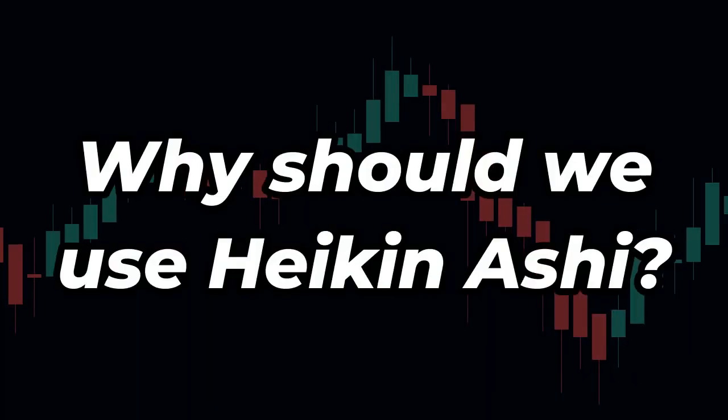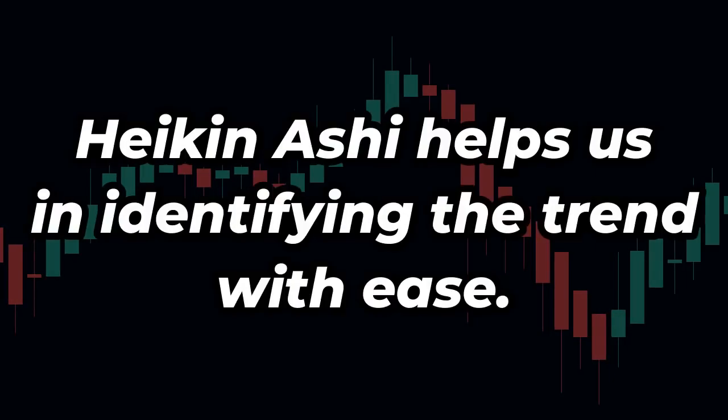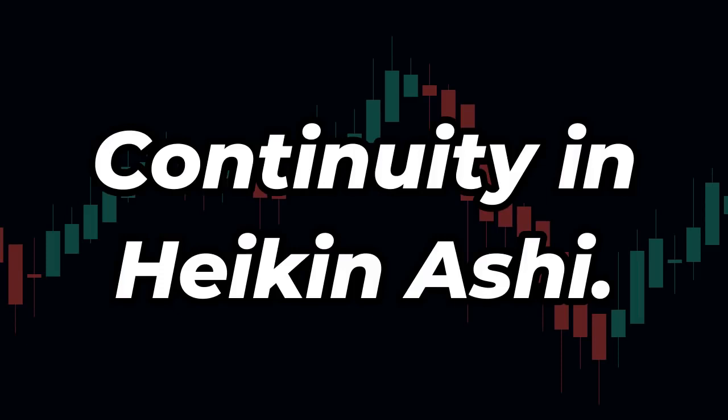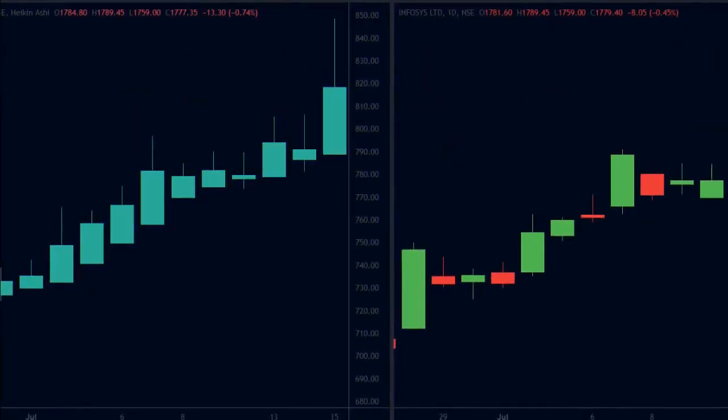So, why should we use HEIKIN ASHI charts instead of regular candlesticks? The biggest advantage of using HEIKIN ASHI charts over candlesticks is that they help us in identifying the trends with ease. This is possible because there is a continuity of candles in HEIKIN ASHI that the candlestick charts simply cannot offer. For instance, look at this chart.